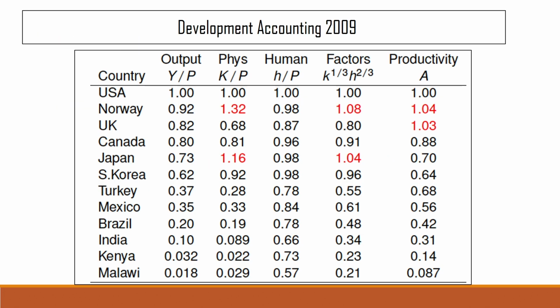This is for the same set of countries. I think a couple of changes have been made here, but US still remains constant and is still considered a benchmark. This is for the year 2009, as we can see here once again. Here we do see a change, at least in terms of productivity, because now the productivity of Norway is actually higher than that of US, right?